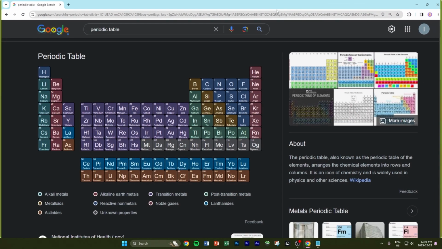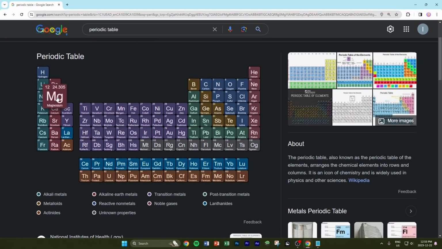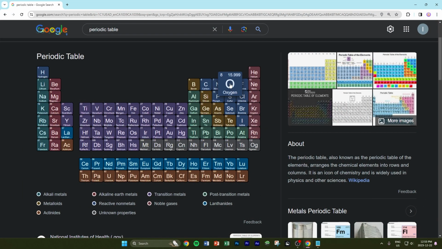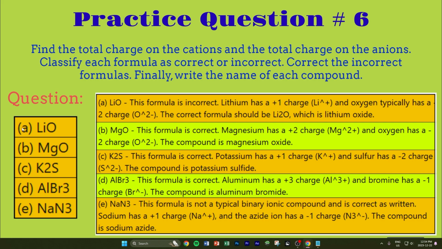So we've got to look for magnesium. Magnesium is right here. It has 12, so that means there are 2 extra valence electrons in the outer shell. And the second one was oxygen. Oxygen, we already know, has 6 in the outer shell, so it needs 2 more. So in this case, it perfectly matches because magnesium has 2 to offer and oxygen has 2 to receive. So this formula is correct. So that summarizes practice question number 6.